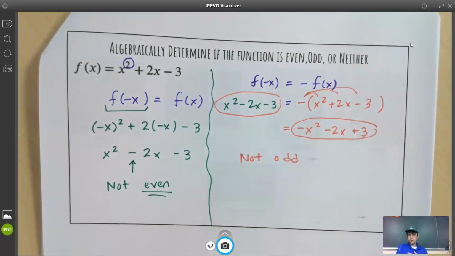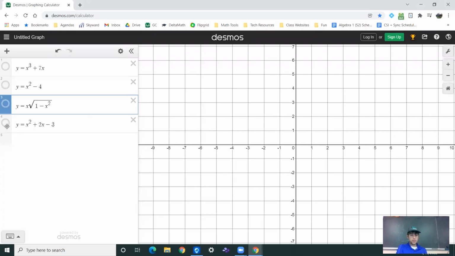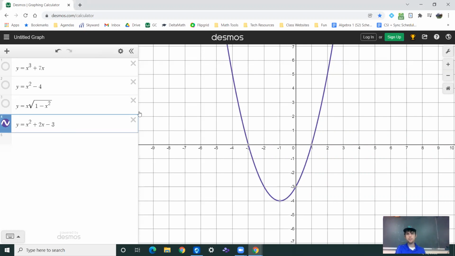And let's quickly glance at the graph of this just to confirm that. Remember, even functions are symmetrical across the y-axis. This is not symmetrical across the y-axis. The y-axis is not passing right through the center of this parabola, and it's also not rotationally symmetrical, or symmetrical through the origin. So it has neither of those symmetries that even and odd functions are supposed to possess. Therefore, it's easy to conclude that it is neither.